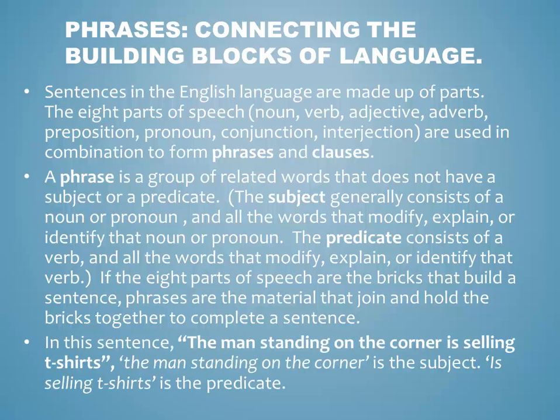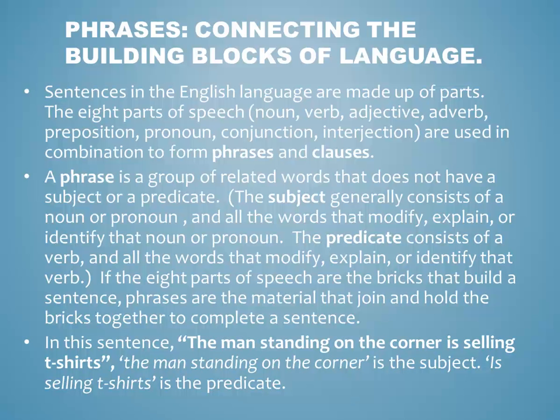So in this sentence, the man standing on the corner is selling t-shirts. The man standing on the corner is the complete subject. Man is the simple subject, but everything related to that man, telling you that he's standing on the corner, is part of the complete subject.